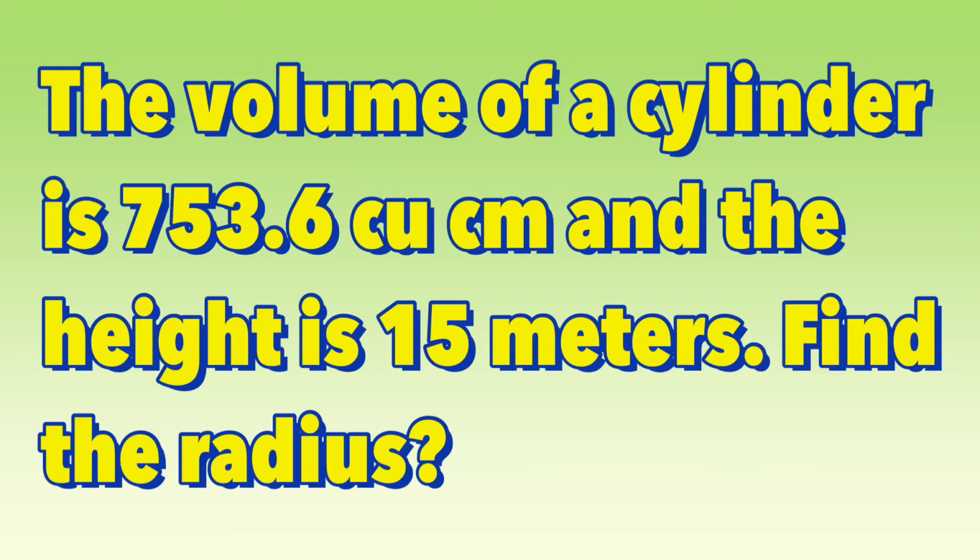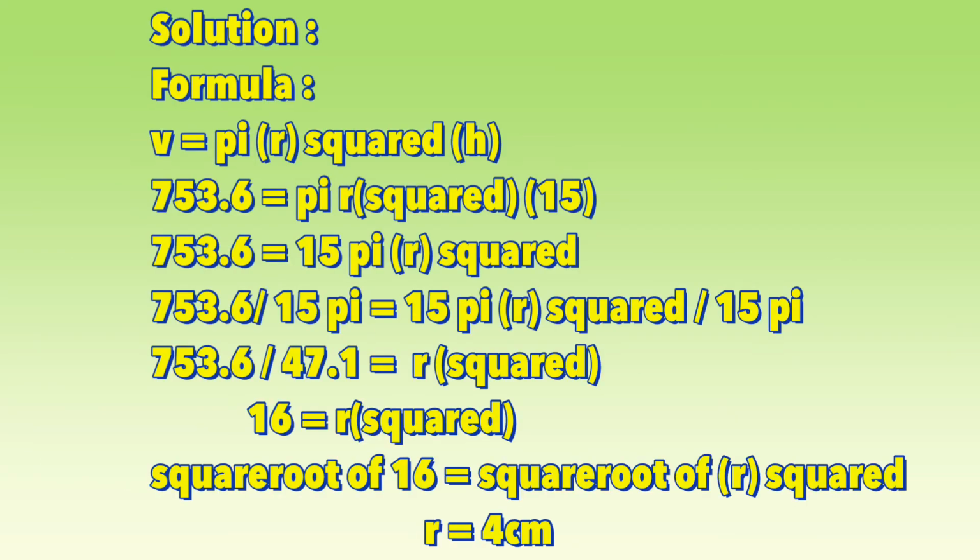So finding the cylinder radius, the same formula that we're going to use, volume equals pi r squared times height, and the same value of pi that we're going to use, 3.14, because the value of this pi is constant. The next is substitution. We're going to substitute the value for the volume, 753.6 equals pi, and the radius is not given, so the same r squared. Then the height is given, 15.